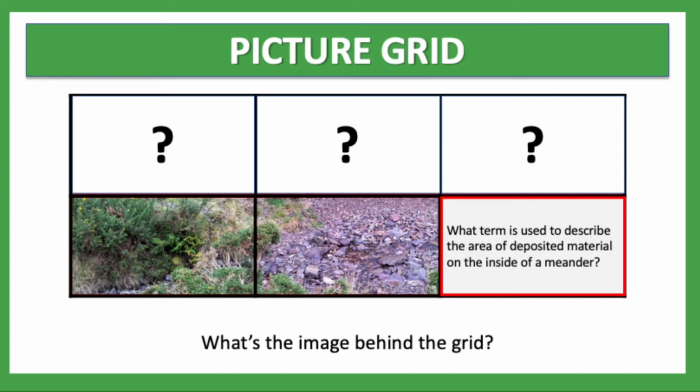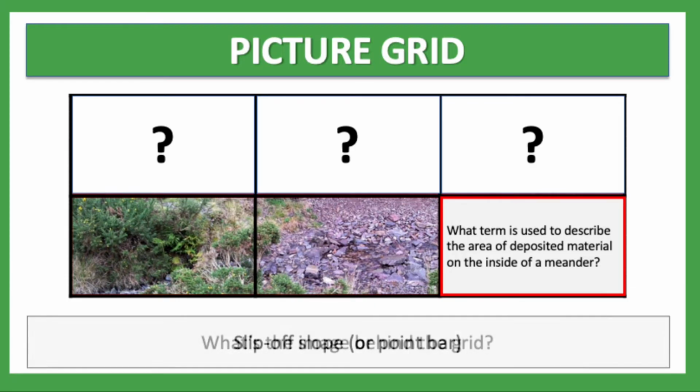Right, next question. What term is used to describe an area of deposited material on the inside of a meander? So what term is used to describe an area of deposited material on the inside of a meander? Let's reveal the answer. It is slip-off slope, also known as a point bar.